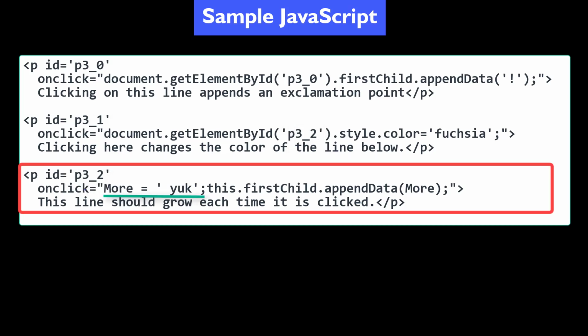And here, in onClick, we assign a variable more = " yuk"; That's the first JavaScript statement in this event handler. And then this.firstChild.appendData(more), which is the variable we just defined. This line should grow each time it is clicked. So notice the use of this in this last example. It could also have been used in the first example, but not in the middle one.